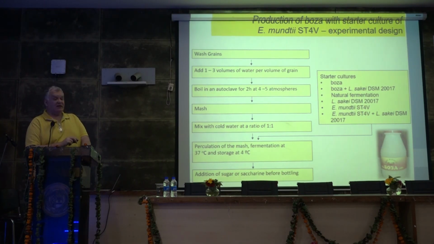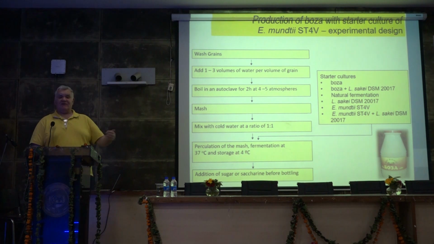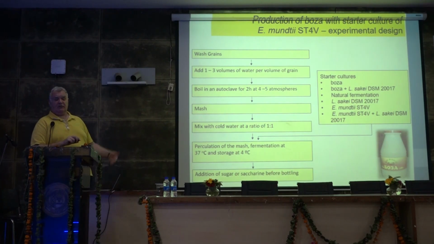So we used the starter culture, natural fermentation. We were using the Boza from the previous batch, like a normal procedure. How do you make a yogurt? You're using yogurt from the previous fermentation. How do you make several of these fermented food products? You just use the old product.